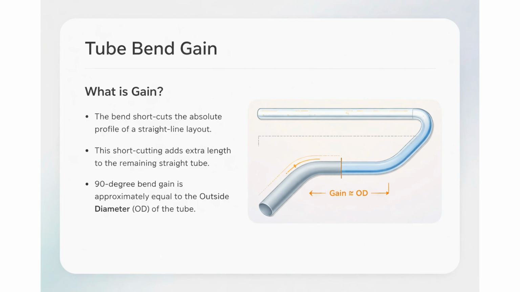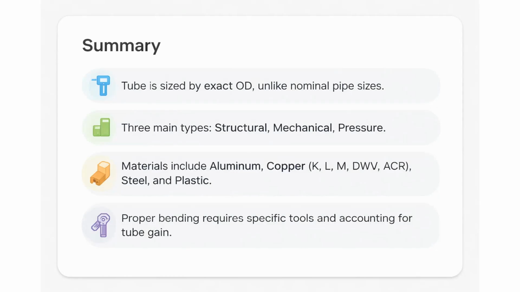To wrap up, remember that tube is generally sized by its exact outside diameter, distinguishing it from pipe. We covered the three main classifications: structural, mechanical, and pressure, and explored materials ranging from color-coded copper to heavy-duty steel and versatile plastics. Finally, precise tube bending requires understanding your tools and accounting for tube gain.